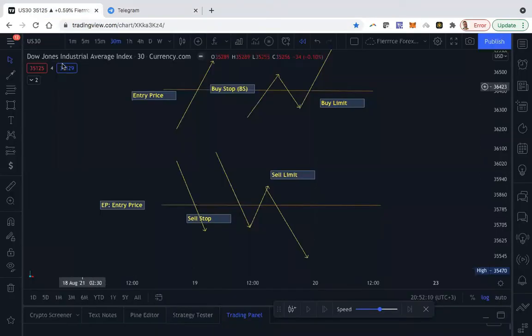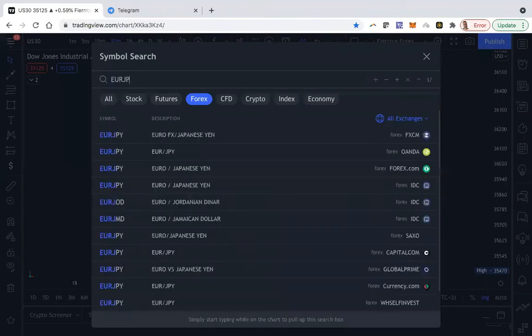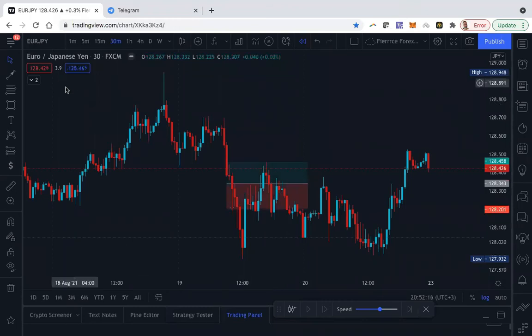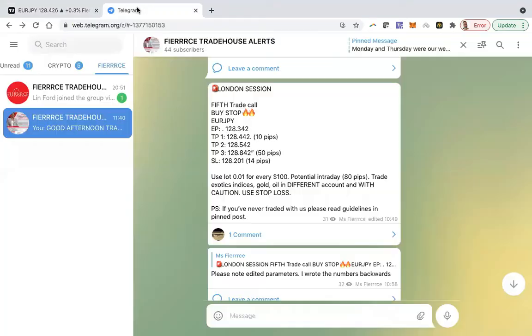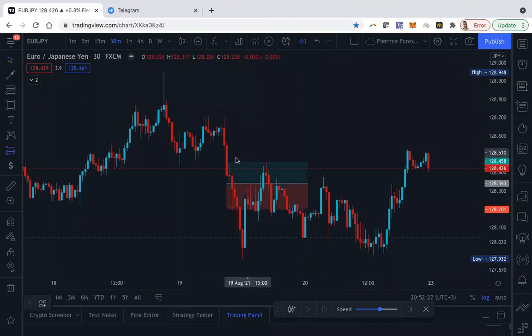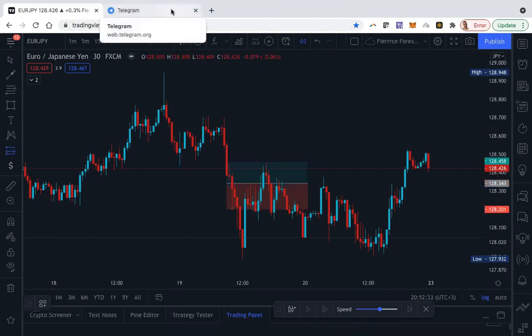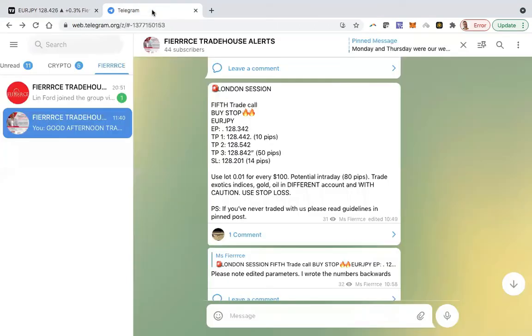Now I want to do this practically, because I always say explaining some of these things visually is way easier. So, buy stop Euro JPY, the entry I gave on this trade at 10:49 was 128.342. Bang, right here. Okay, it's about 343, but you guys will get the idea. And it didn't go far, did it?